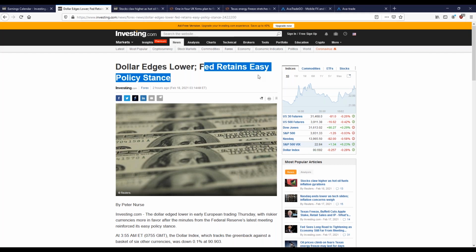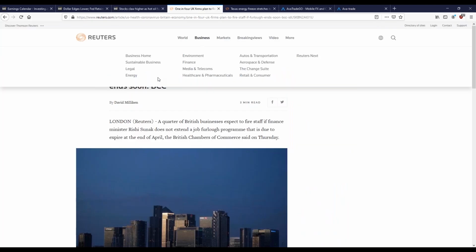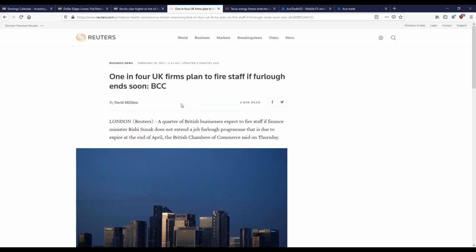So let's take a look and see if we can find some opportunistic entry points then, understanding that news. Stocks claw higher. That term, that means they're having trouble going higher, right? And fuel got hot. We understand that. Oil went up. Stocks are having trouble. They're clawing their way along. Looks like the UK is having some trouble. 1 in 4 UK firms plan to fire their staff if the furlough ends soon. That could spell some fear and maybe hurt the pound coming up.